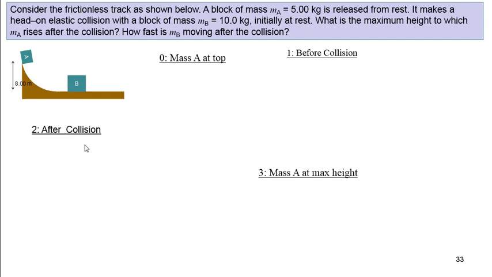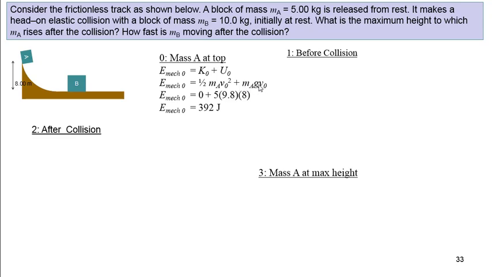That means both momentum and kinetic energy are going to be conserved, and I'm going to use that long equation that relates what the velocities are after the collision in order to figure out these velocities here. So let's start with looking at what's happening at my zero event. My total mechanical energy is just K0 plus U0. That's going to be the kinetic energy of mass A plus the potential energy of mass A. It's starting from rest, so it has no initial kinetic energy. And here is the potential energy, so that's 392 joules of total mechanical energy.